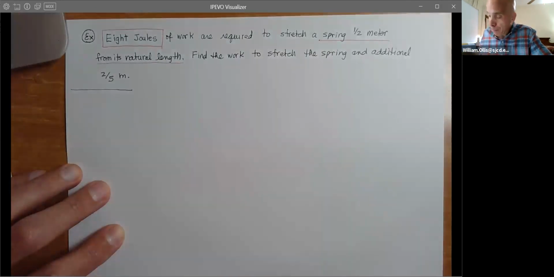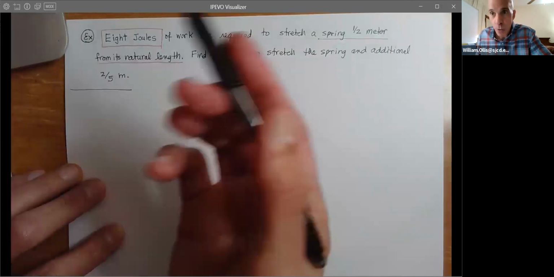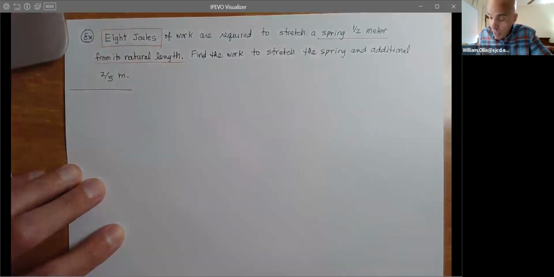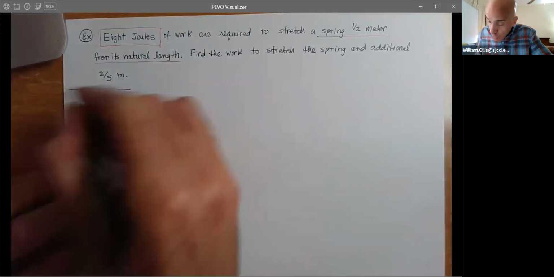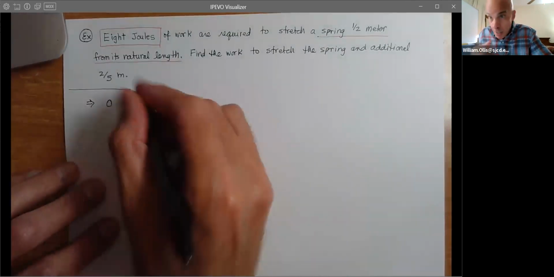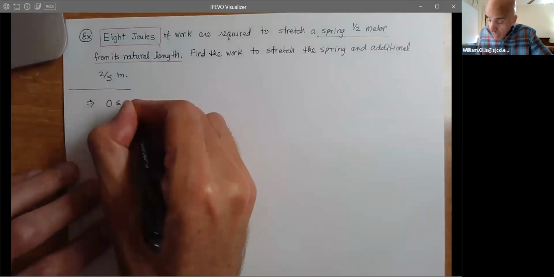Okay, so basically the natural length we just say is 0. There's no stretch or compression. So this implies that we start out with the natural length, which is no compression, and we stretch to 1/2 meter.